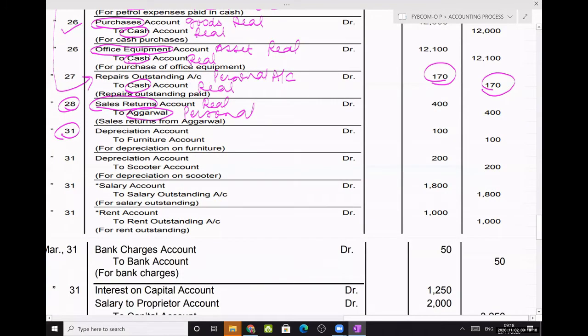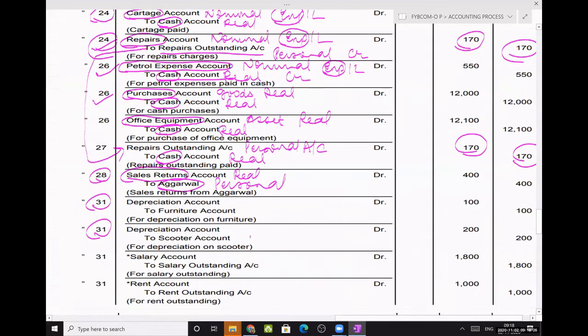Next is scooter. Same logic, depreciation account debit to scooter. When you purchased the scooter, that time what entry did you pass? Scooter account debit to cash, right? And now when you are using the scooter and you're charging depreciation for this, when do you charge depreciation? When you are doing wear and tear of the asset. You are using the asset means there is wear and tear. Then depreciation to scooter. Okay, debit and then credit, so that it gets settled.